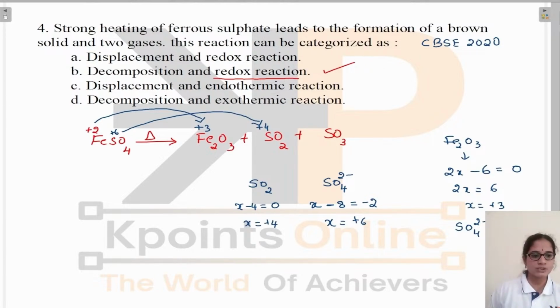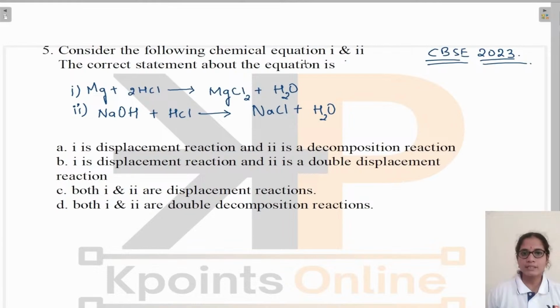Then let us move to the next question. Consider the following chemical equation 1 and 2. The correct statement about the equation is, observe these two reactions. Magnesium reacts with hydrochloric acid to form magnesium chloride and water. Sodium hydroxide reacts with hydrochloric acid to form sodium chloride and water. Then let us check the options here. 1 is displacement reaction and 2 is decomposition reaction. 1 is displacement reaction and 2 is double displacement reaction. Both 1 and 2 are displacement reactions. Both 1 and 2 are double decomposition reactions.